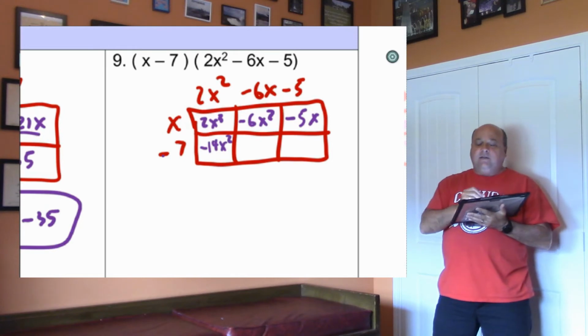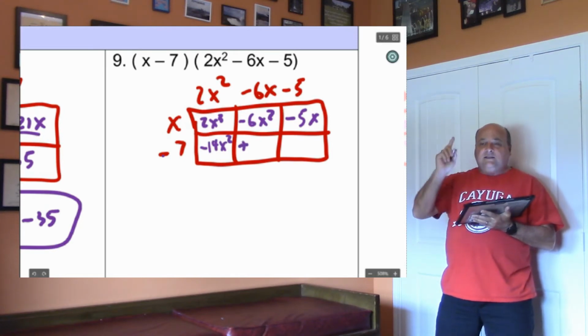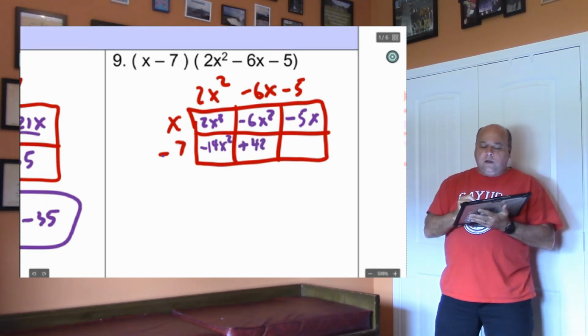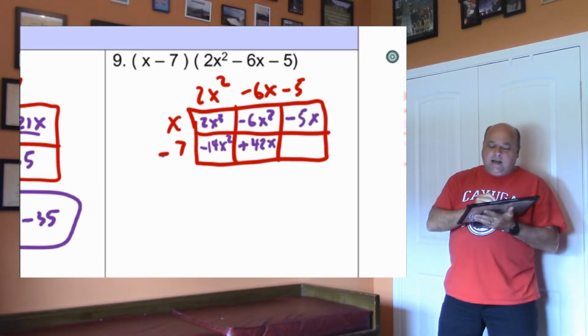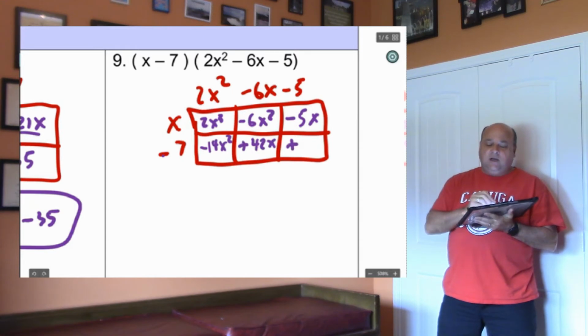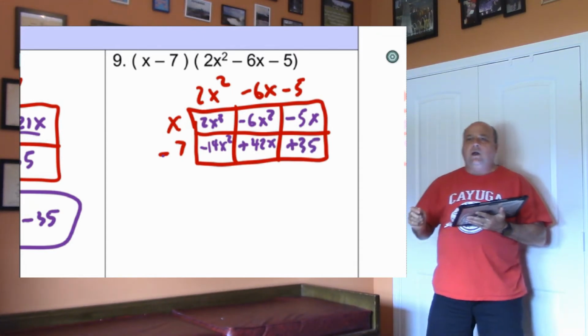The next one, a negative times a negative is a positive. 7 times 6 is 42. My letter's x. Sign, number, letter. Y'all get the hang of it. A negative times a negative is a positive. 7 times 5 is 35. Make sure you're putting the signs on all of these.